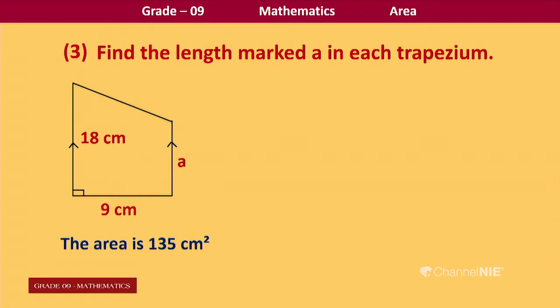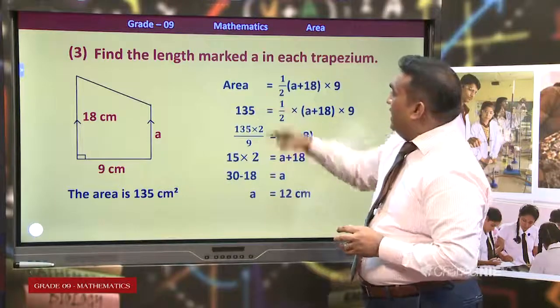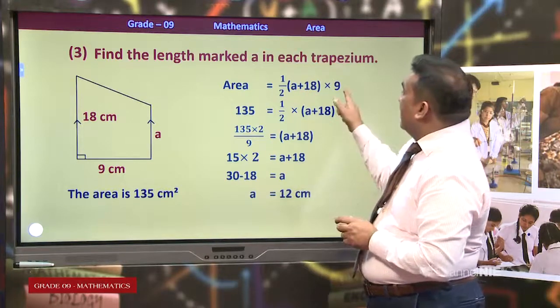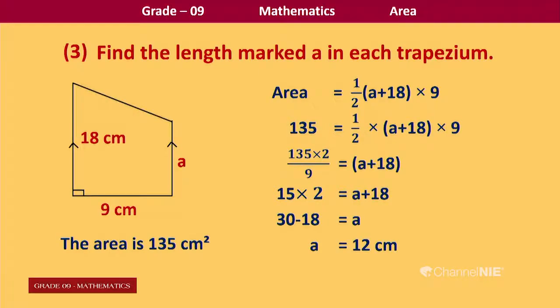Now you have the area and the measurements. Then you can make a formula using the definition. Area equals half into sum of lengths of two parallel sides into perpendicular height. Area is 135. This is half, a plus 18 into 9. Now you can multiply both sides by 2 to cancel out 2. Then you can divide both sides by 9 to cancel out 9.